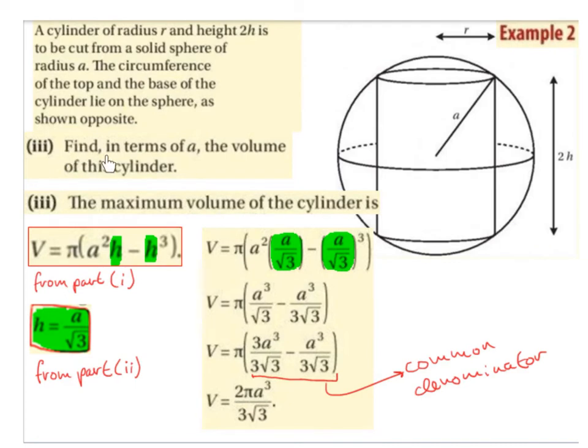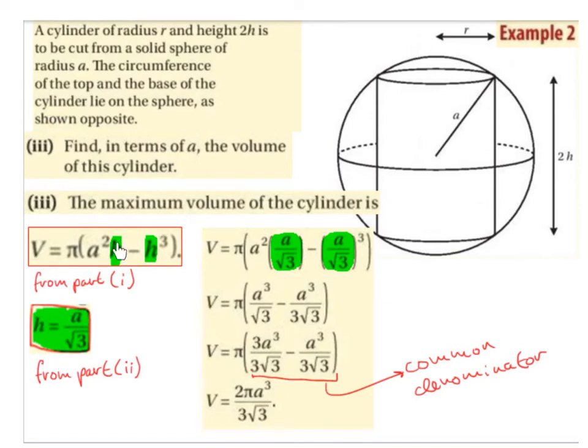Part 3. Find in terms of a the volume of this cylinder. So the maximum volume of the cylinder is, our formula is V equals pi times a squared h minus h cubed. We got that from part 1. And we know that h is a over root 3. We got that from part 2.